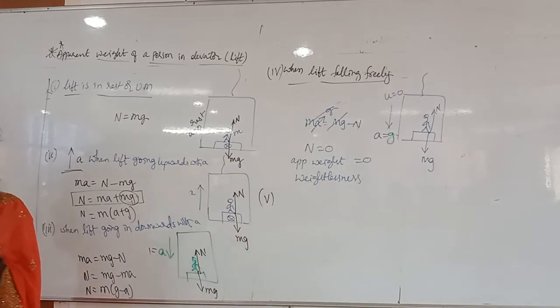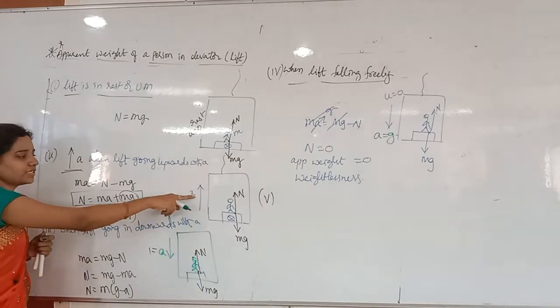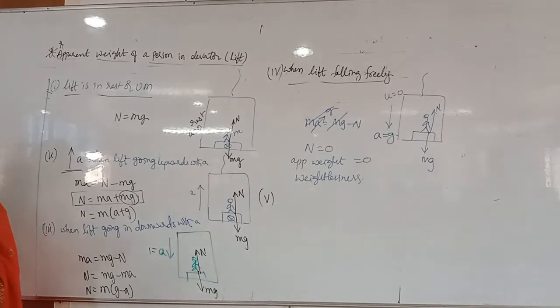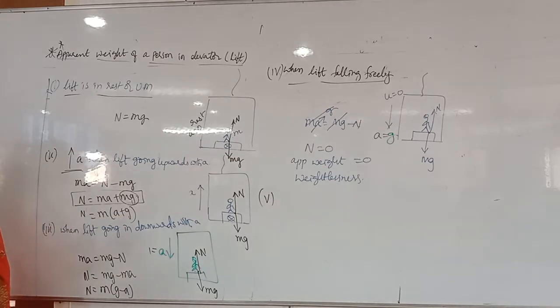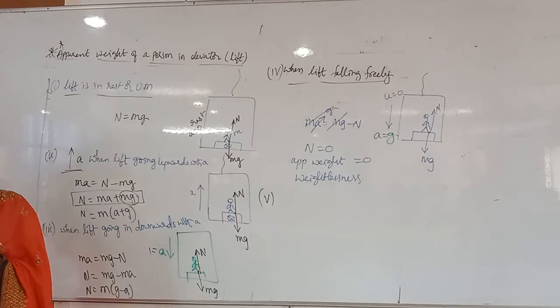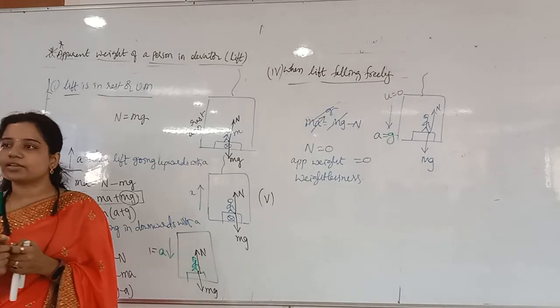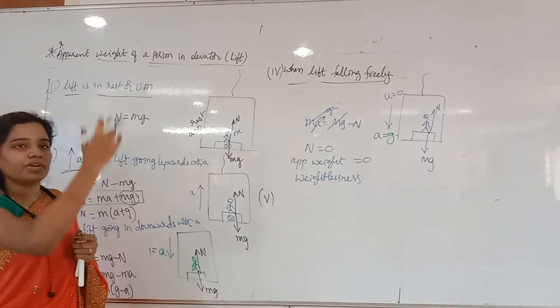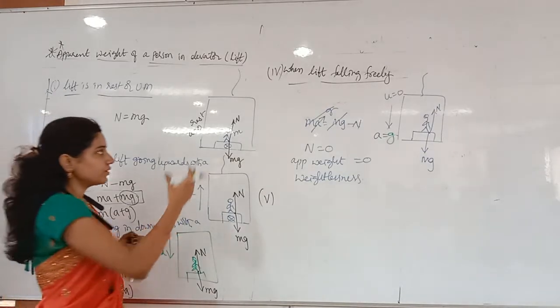Whenever the lift is going upwards with acceleration g, it is already going with upward acceleration A. If I say A is g, that is 2mg. So A plus g is 2g, so that is 2mg. Then what happens to the apparent weight? It increases. The original weight will be increased by one time, so it will be doubled. Correct? So whenever the lift is going in the upward direction with acceleration equal to g only. Copy this case first.